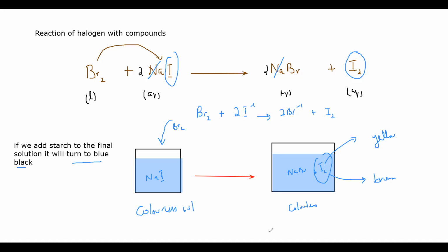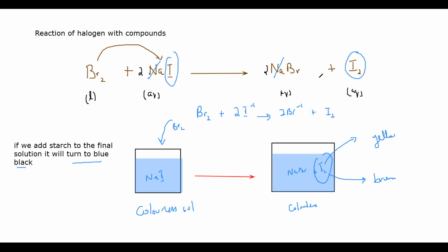The reactions of halogen with the compounds: this is a simple test to identify whether we have a more reactive or less reactive halogen. For example, if we have sodium iodide solution, we can add bromine or we can add chlorine. If we observe a color change, it means the halogen we are adding is more reactive than the halogen in the solution. If there is no change, it means the opposite, that the halogen present in the solution is more reactive.